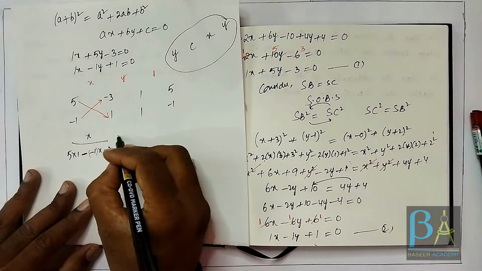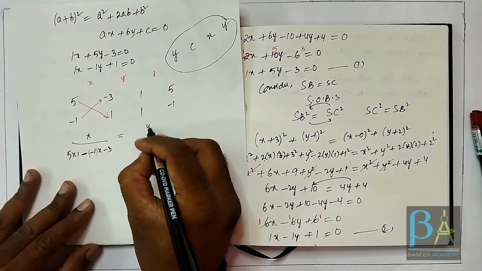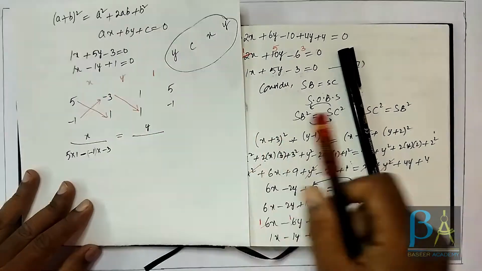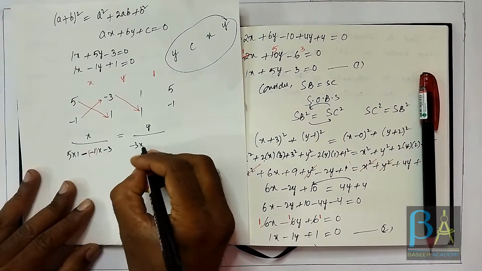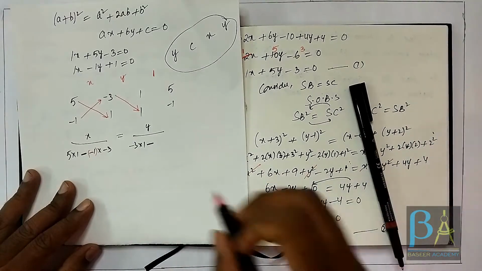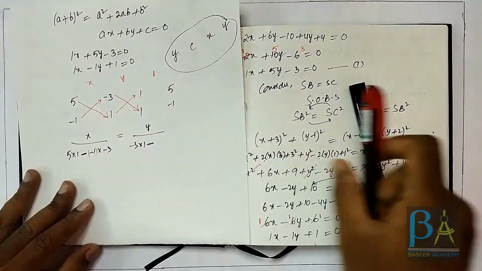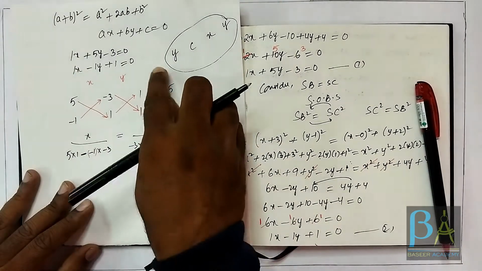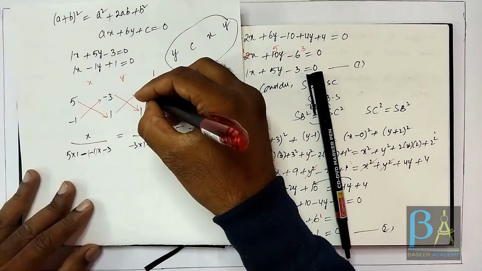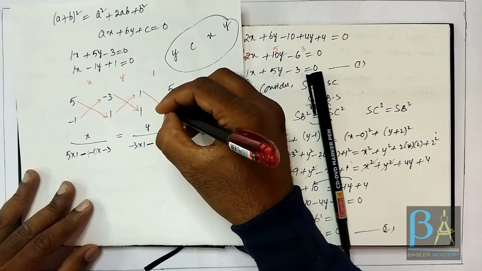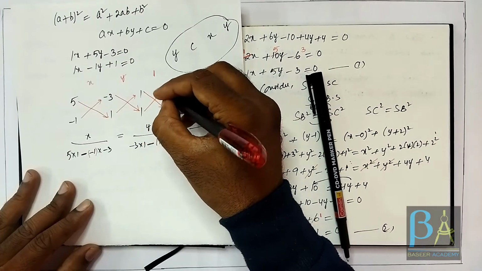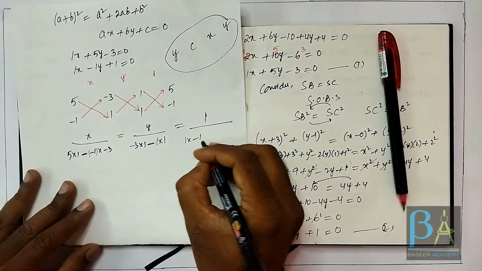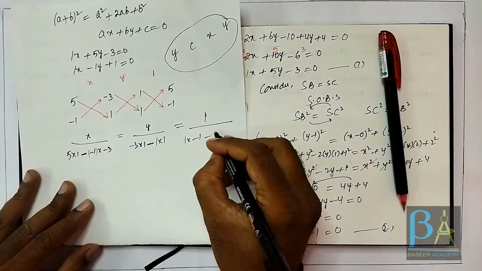We are going to do the same thing with y here. So y by cross multiplication, minus 3 into 1, keep a minus sign and then multiply these two, 1 into 1. Do the same thing with this one also. Cross multiply this into this, keep a minus sign and then this into this. That's what it is. 1 into minus 1, keep a minus sign, 1 into 5.